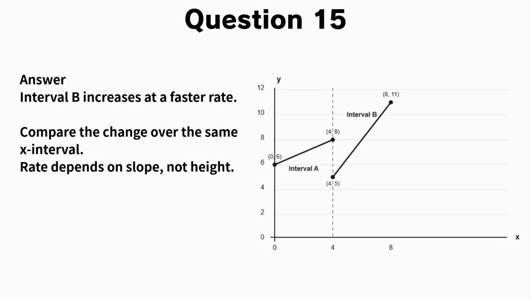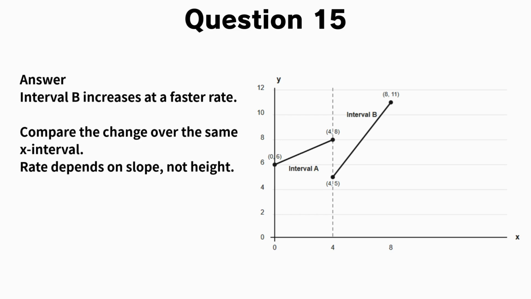Alright, let's go over question 15. Interval B increases at a faster rate. To compare rates of change, we look at how much the value increases over the same change in x. In interval A, the graph goes from the point 0, 6 to the point 4, 8. Over this interval, x increases by 4 and y increases by 2. This means the rate of change in interval A is 2 units of y for every 4 units of x.